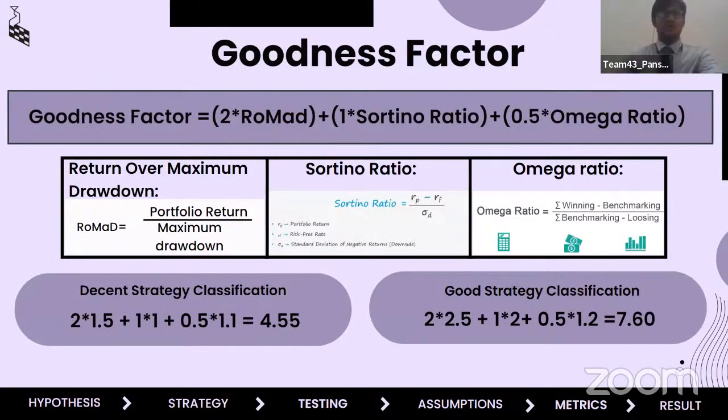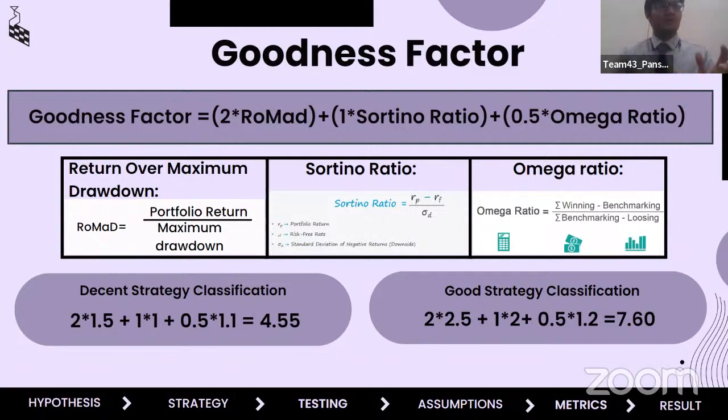Now we move on to a custom-defined risk metric that we have developed to judge our strategies. It is named the goodness factor, and it is expressed as 2 times the return on maximum drawdown plus 1 times the Sortino ratio and 0.5 times the omega ratio. According to this goodness factor, a decent strategy would have a score greater than or equal to 4.55, and a good strategy would have a score greater than or equal to 7.6. While calculating this minimum threshold, we have assumed some standard values for the underlying ratios.